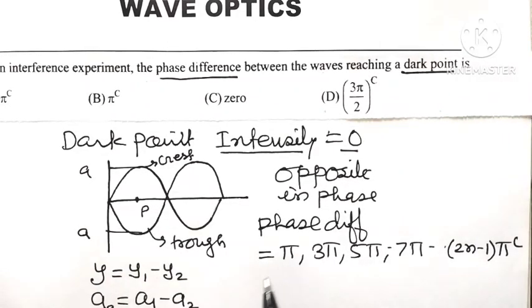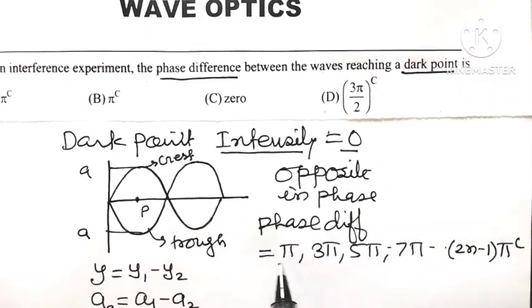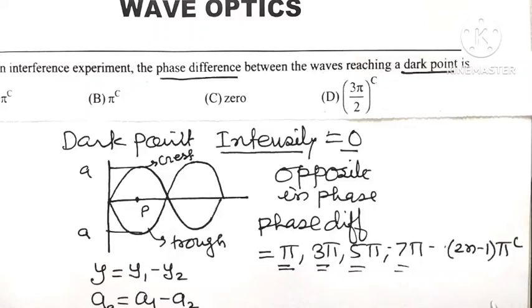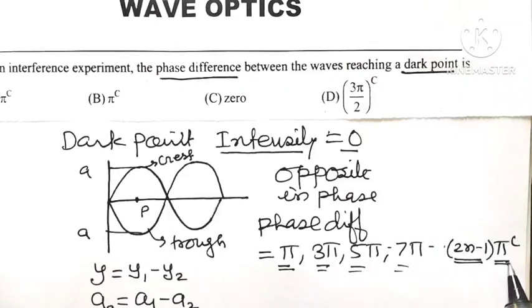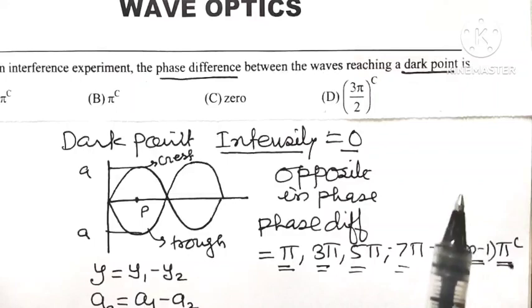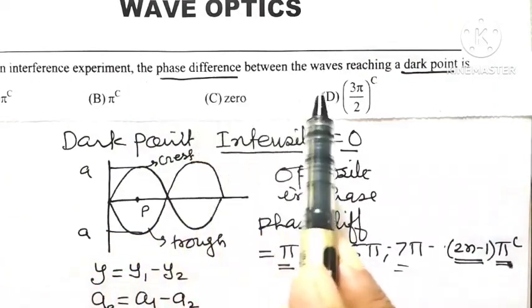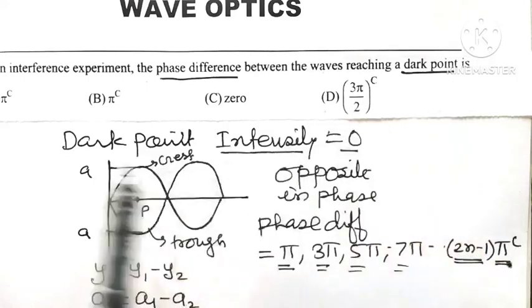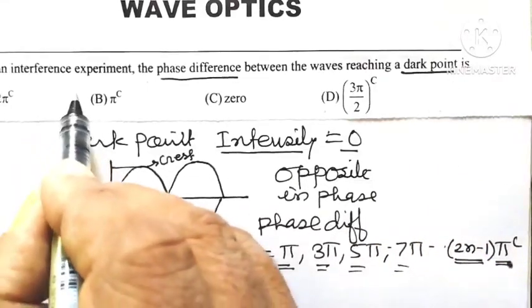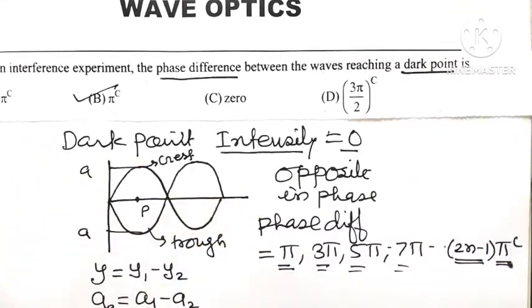So whenever interfering waves have a phase difference of either pi or 3 pi or 5 pi or 7 pi or n pi or (2n minus 1) pi, that is an odd integral multiple of the phase angle pi radian, then a dark point occurs at that place. So in an interference experiment, the phase difference between the waves reaching a dark point should be pi radian. So B is the correct option for this question.